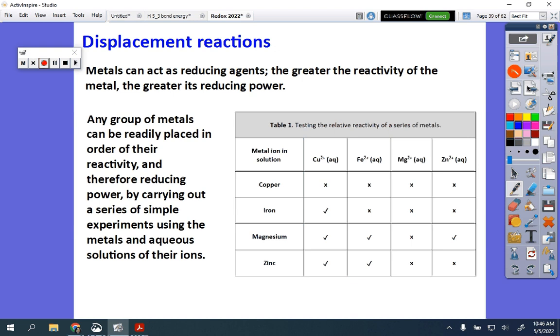Iron, if we have a solution of copper and we stick a piece of iron in it, we will have a reaction where the iron will come in and kick out the copper, take over as an ion, and boot out the copper as a neutral precipitate. Okay? Magnesium can boot out everything. Obviously, it doesn't do anything in a solution of its own ions. But magnesium can boot out any of these, copper, iron, or zinc. Zinc can boot out copper or iron, but not magnesium.